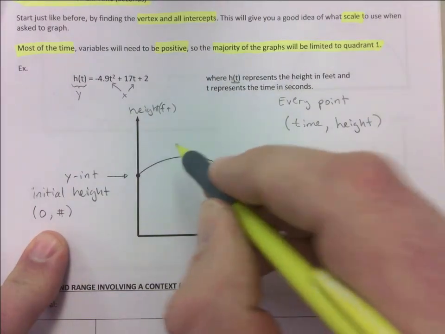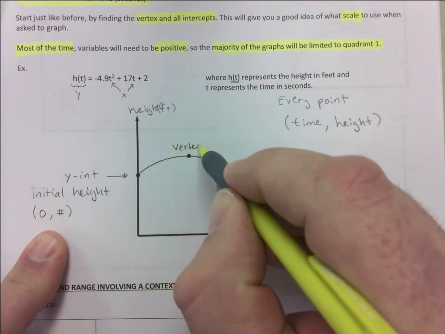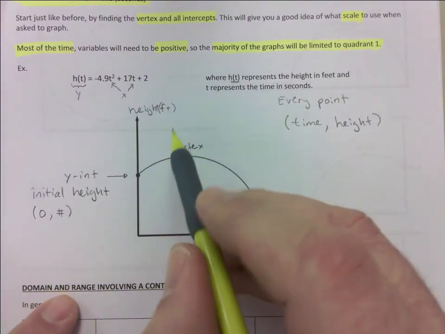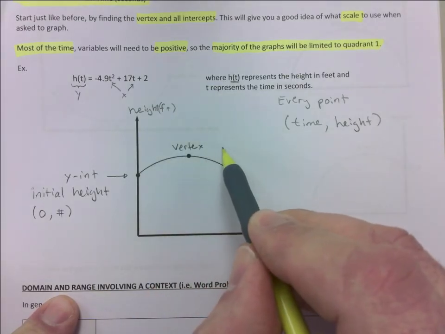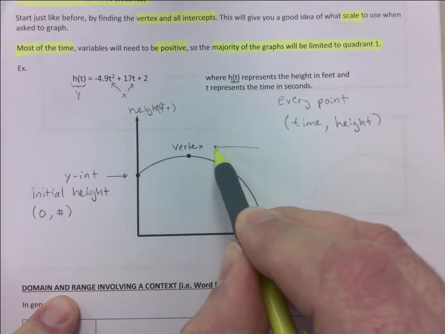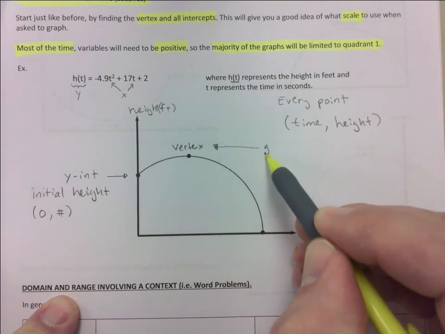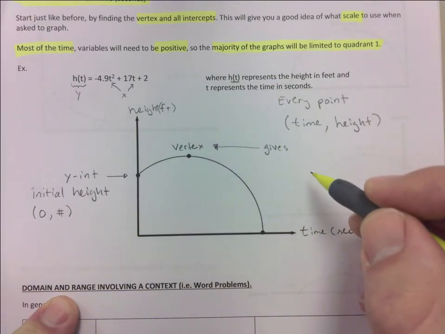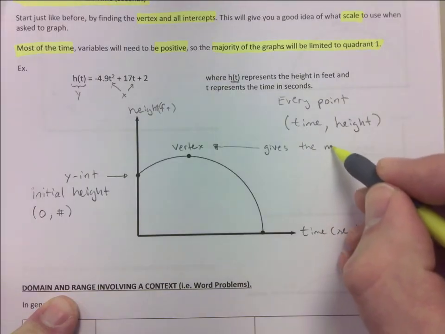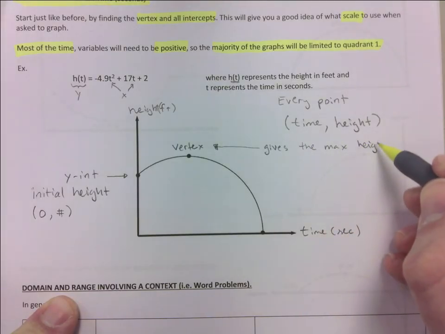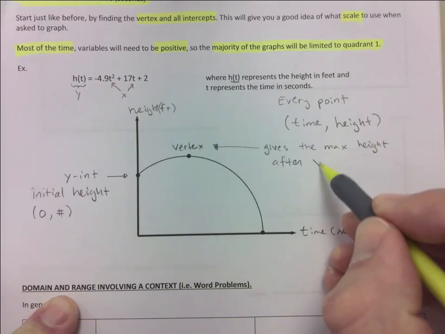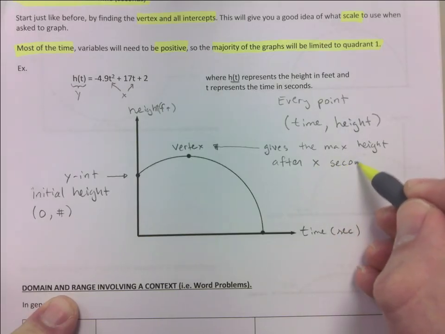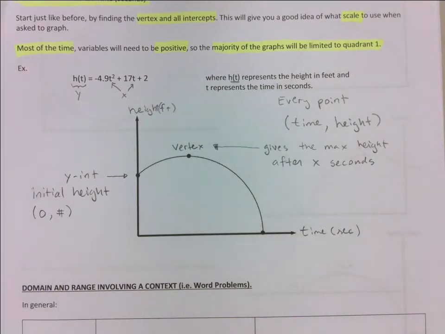This is the vertex. And this will give us the highest point. I'm going to make an arrow going that way. It gives the maximum height after x seconds. That's what the vertex will give you.